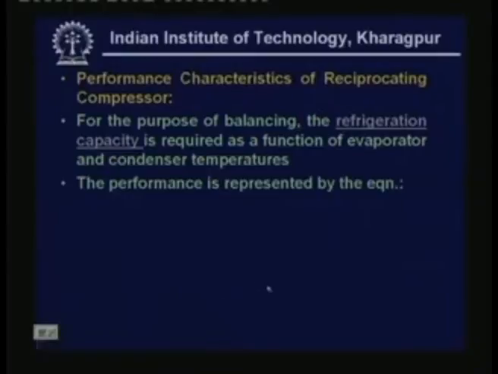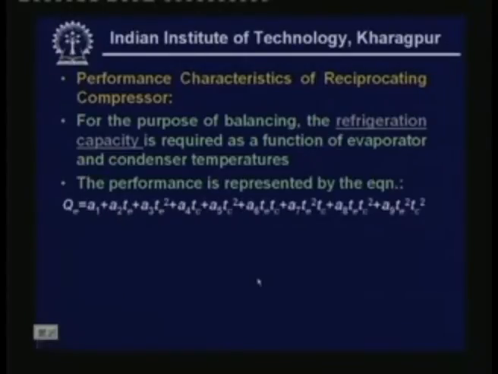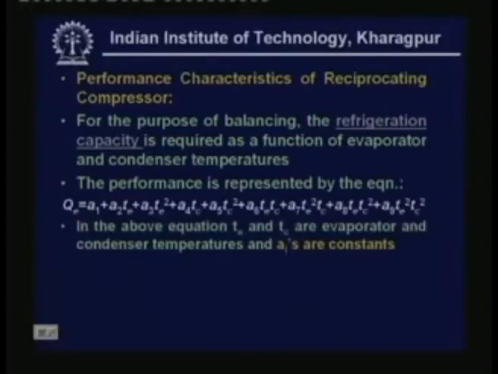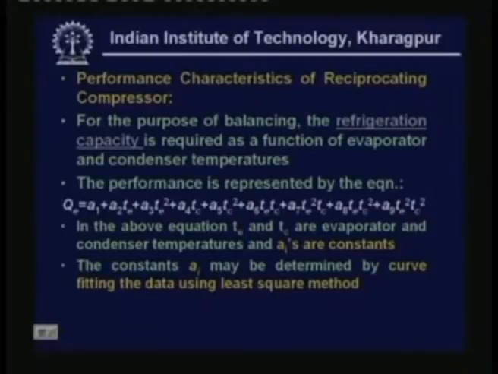So as I said, the performance is represented by the equation QE is equal to A1 plus A2 TE plus A3 TE square plus A4 TC plus A5 TC square, like that. You have A6 TE TC, several terms. So there are 9 terms here and 9 constants. In the above equation, TE and TC are evaporator and condenser temperatures, and the Ai are constants. The constants Ai may be determined by curve fitting the data using the least square method, or you can also do it by having 9 point data and simultaneously solving the equations.